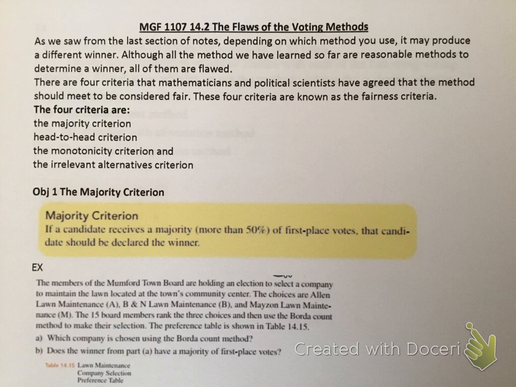The members of the Mumford Town Board are holding an election to select a company to maintain the lawn located at the town's community center. The choices are Allen Lawn Care, which is A, B&N Lawn Care Maintenance, which is B, and Maison Lawn Maintenance, which is M. The 15 board members rank the 3 choices and then use the Borda count method to make their selection. The preference table is shown in table 14.15. Part A: which company is chosen using the Borda count method? Part B: does the winner from Part A have the majority of first place votes?